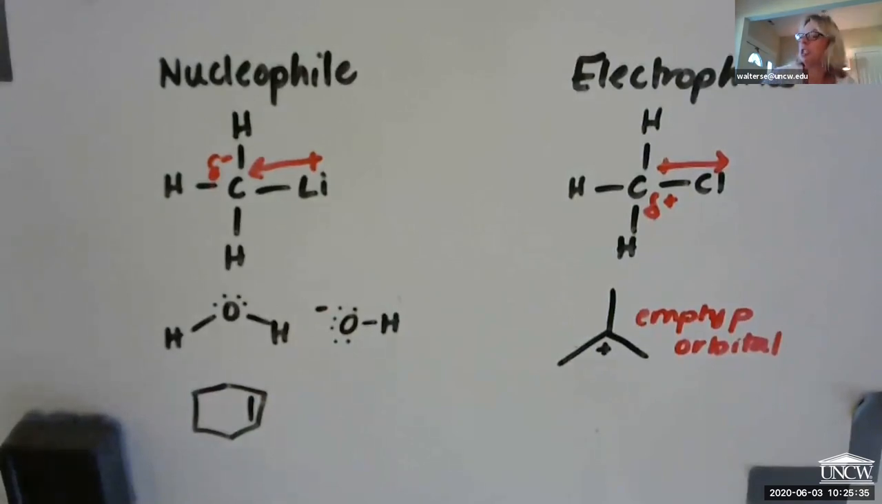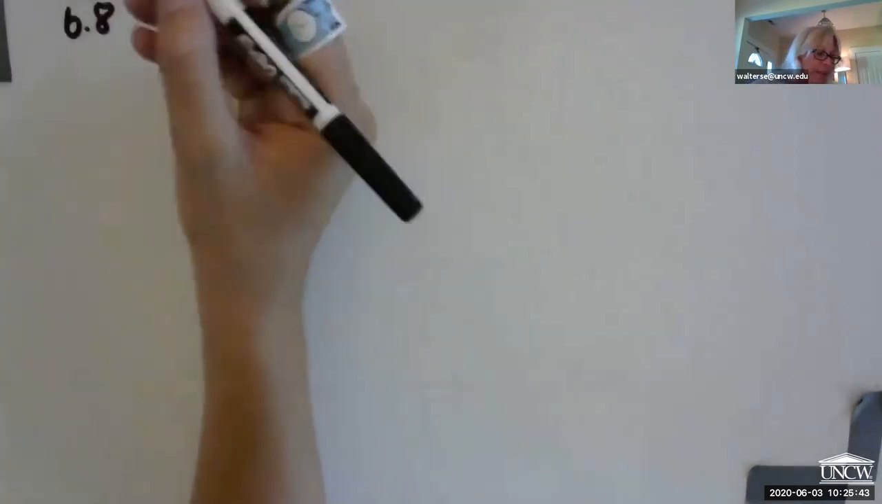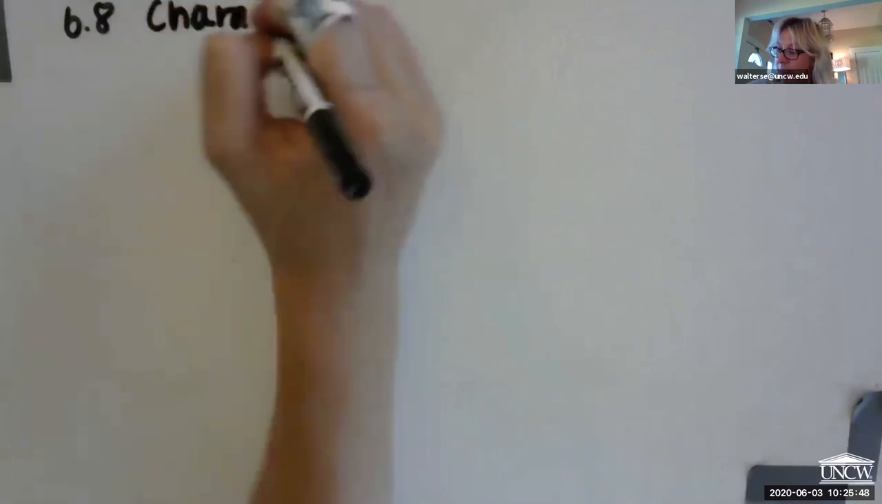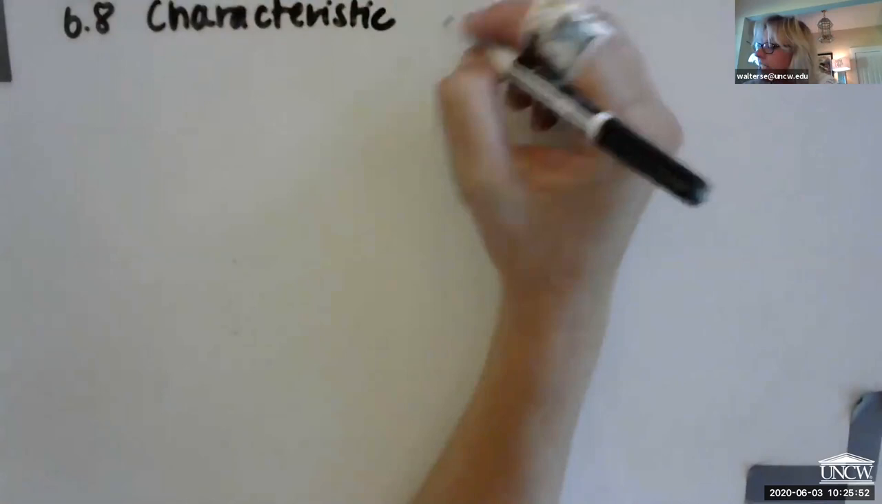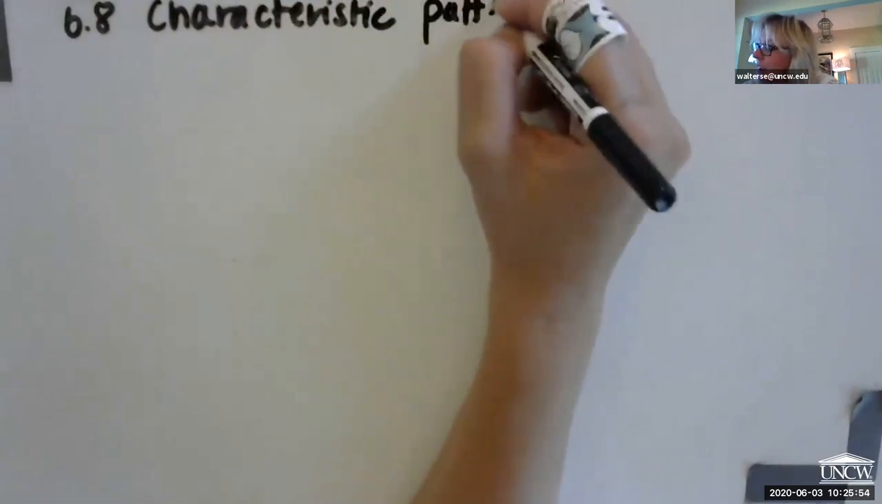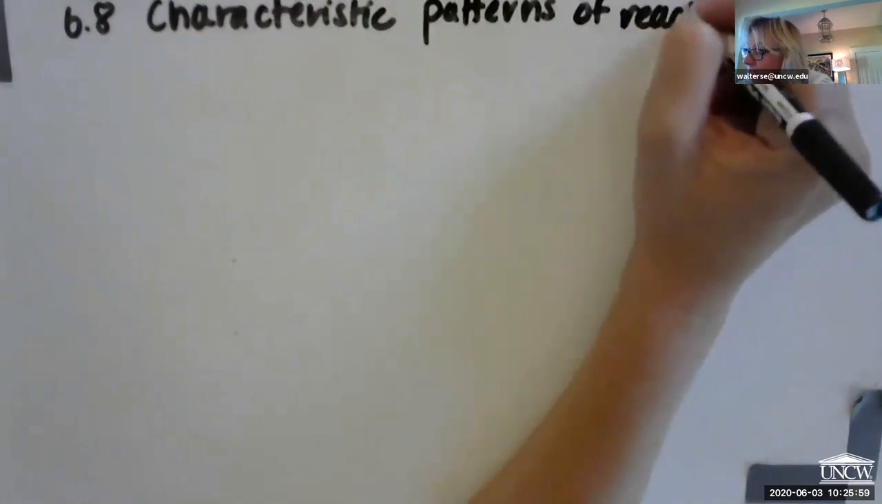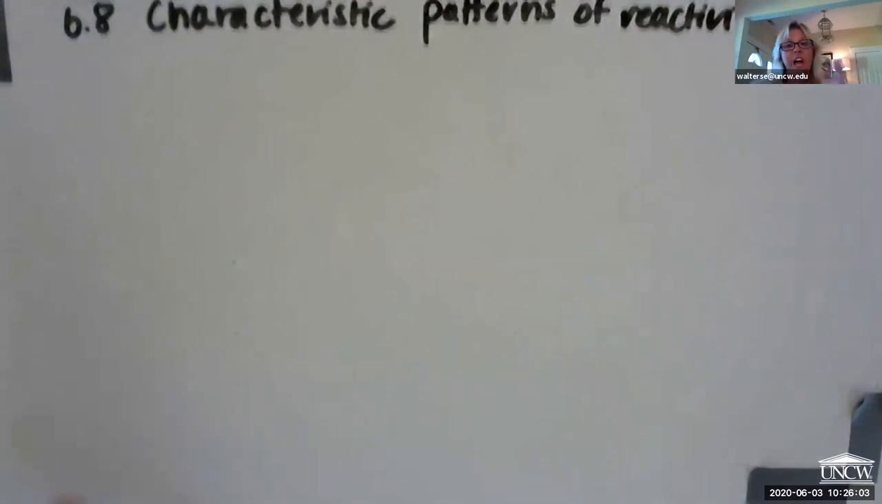Okay, all right. So what we're going to do now is move into section 6.8. This is called characteristic patterns of reactivity, because most organic reactions are just some variation on the order in which these patterns occur.